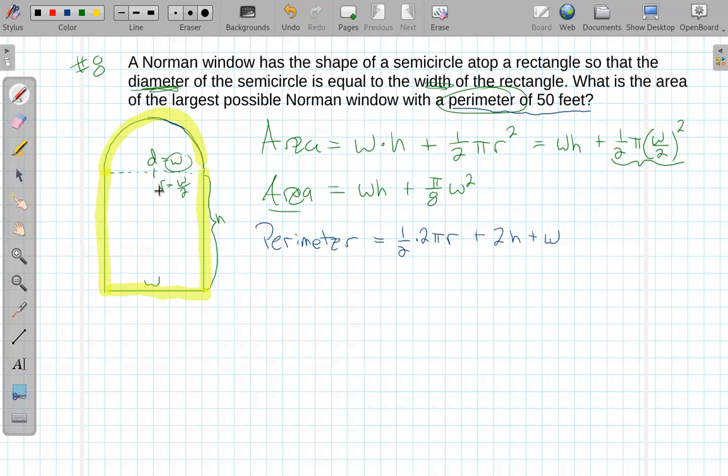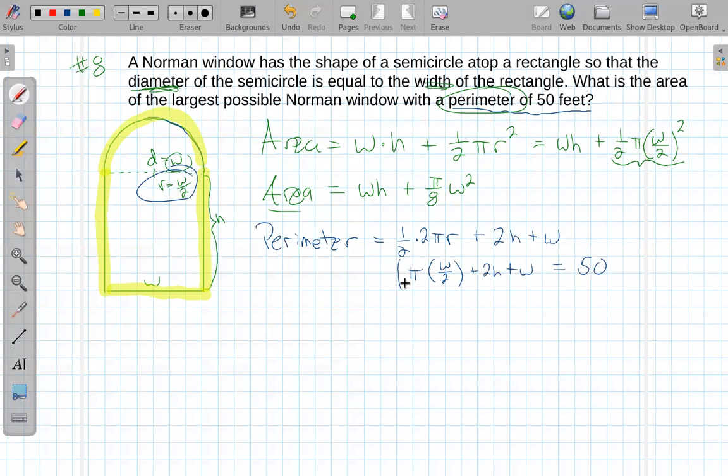And let's clean up some more variables here. We don't need R, right? Because we know R is W over 2. And we can clean up the 1/2 times 2. So 1/2 times 2 is 1, times pi is pi. Instead of an R we know is the width over 2. Plus 2H plus W, and that has to be 50.